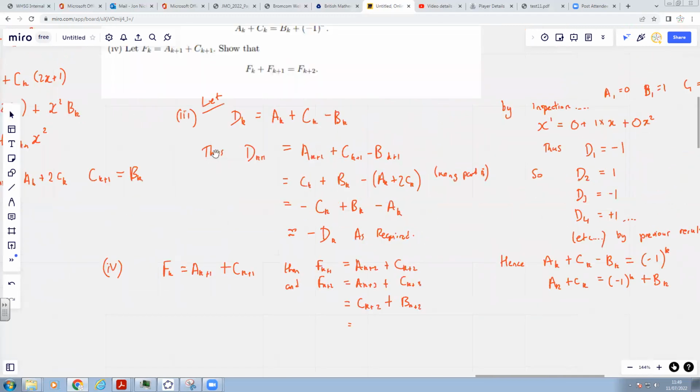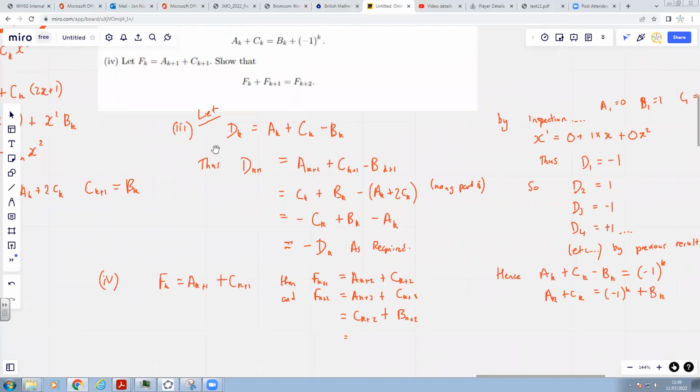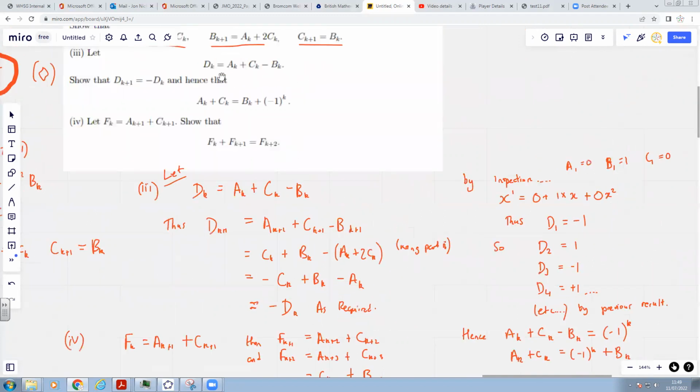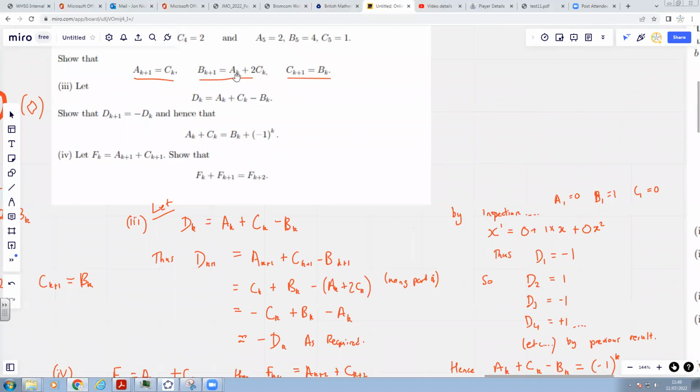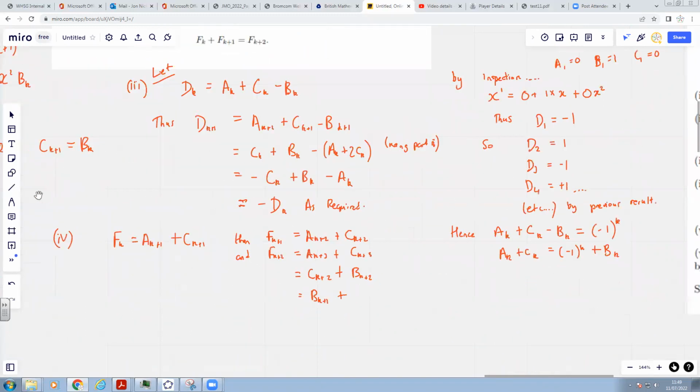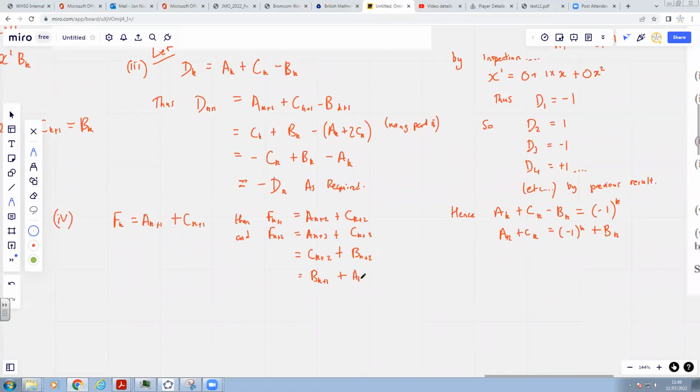Now, if you look, I'm trying to make it the same as what I had before. So I probably want to go all the way down to k plus 1. So I'm going to go CK plus 2. Well, that's the same as BK plus 1. And BK plus 2, that's the same as AK plus 1 plus 2CK plus 1. And so we have this expression here, yeah?